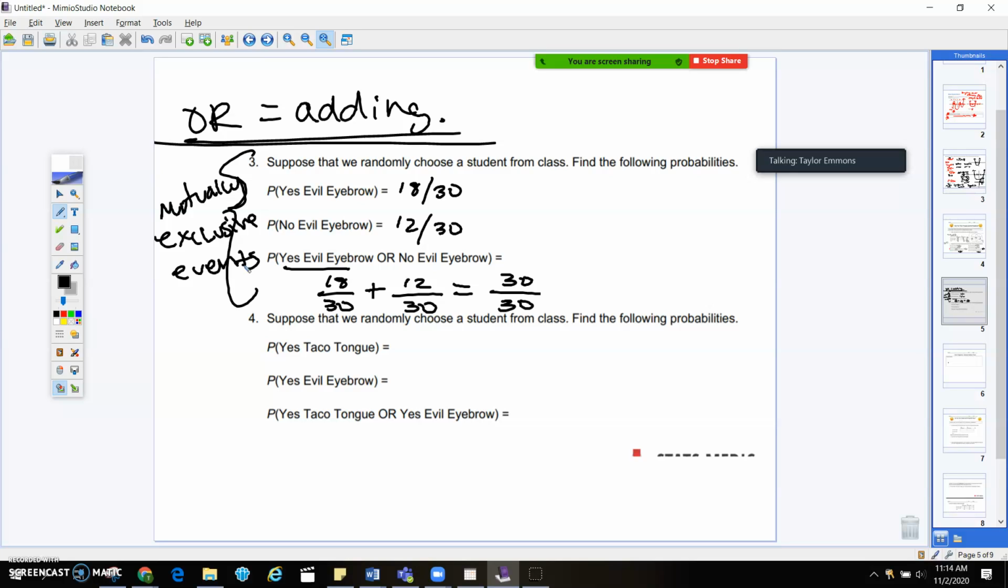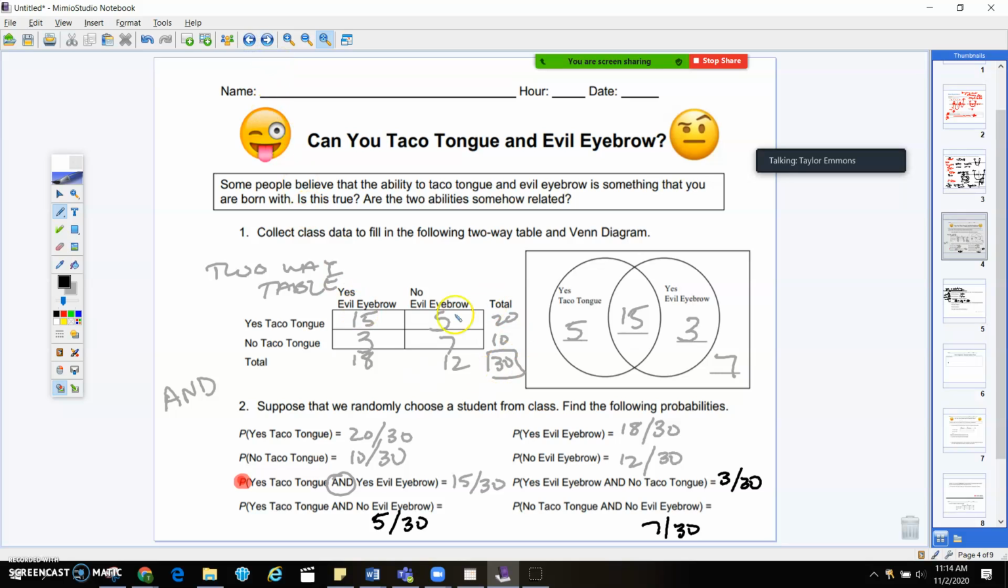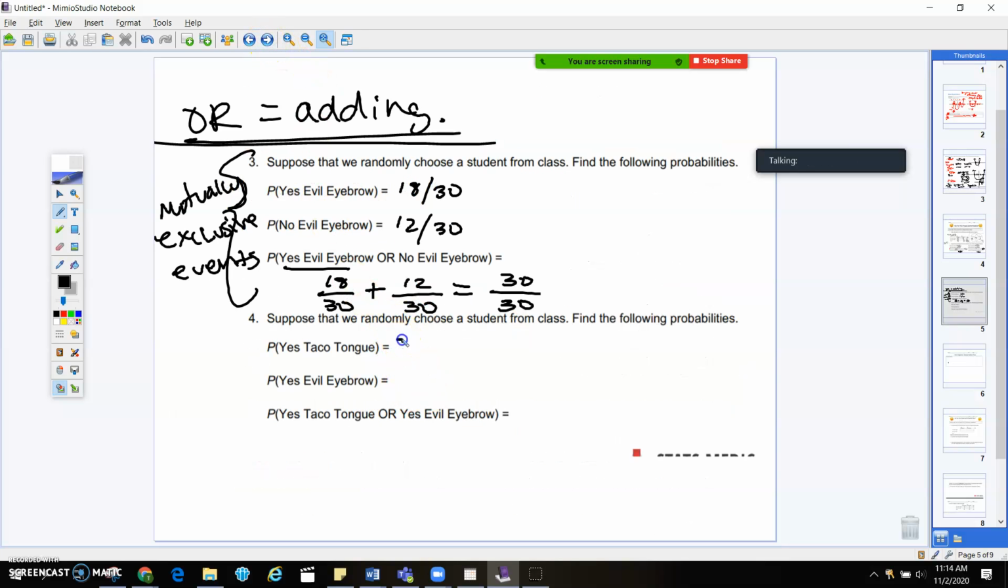So looking at number 4, it says, suppose we randomly choose a student from the class. Find the following probabilities. So yes, they can taco tongue. Well, looking at the total number of people who can taco tongue, that's 20, right? Yeah, that's 20. And then how many people can evil eyebrow? That's 18 out of 30. Now my question is, are there some people who can do both, and are there some people who can only do one or the other? Yes.